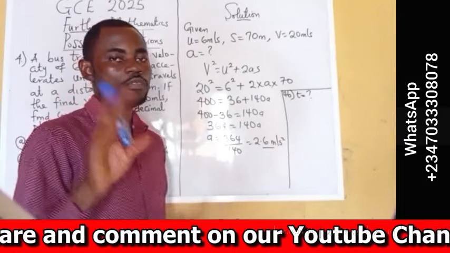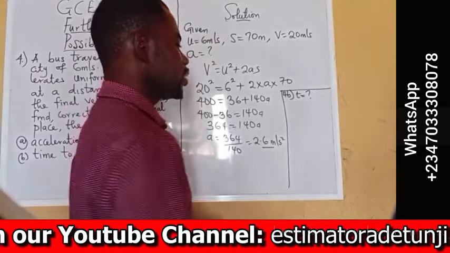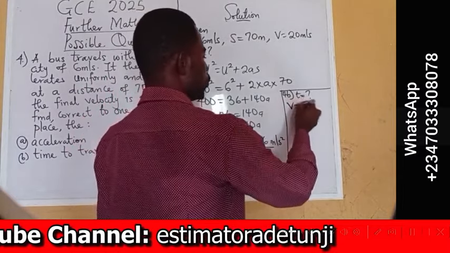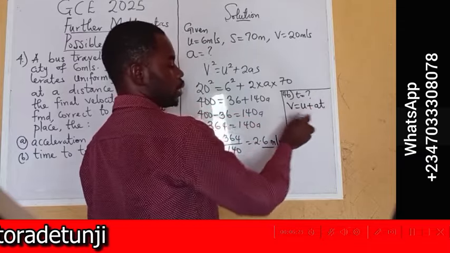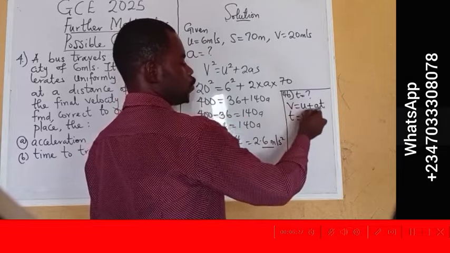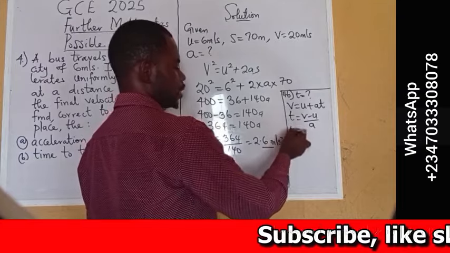Remember, I have stated the 4 equations of motion. Which of the equations can I use? I can use the first equation, v equals u plus at. If I make t the subject of the formula, I'm going to have t equals v minus u over a. So without wasting time, my answer will come out.